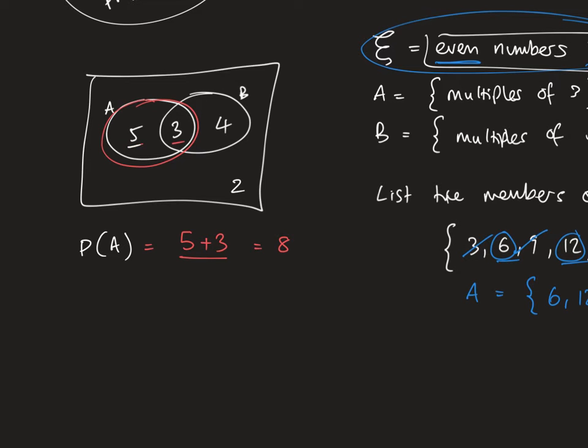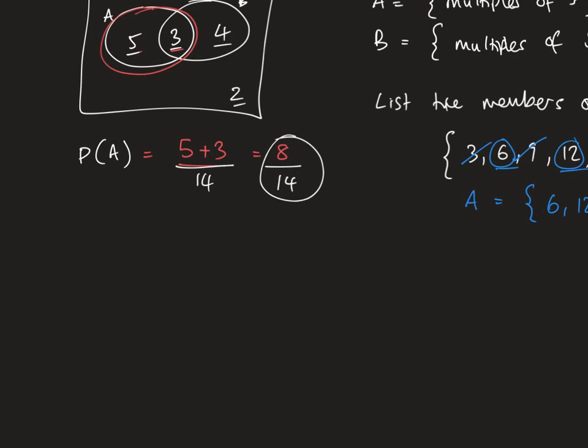In total, we've got 5 plus 3, which is 8, plus 4 is 12, plus another 2 is 14. Okay, so the total is out of 14. So the probability would be 8 out of 14. Of course, we can simplify that to 4 out of 7. But this is a probability.